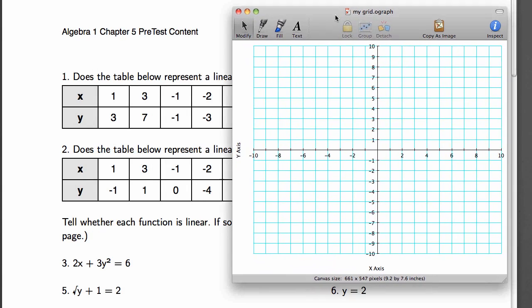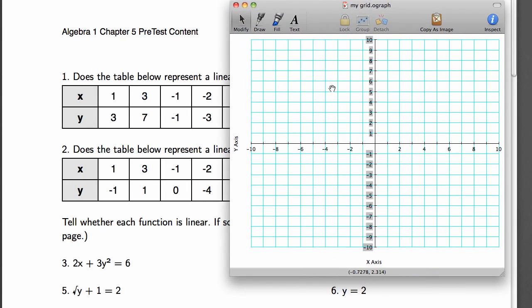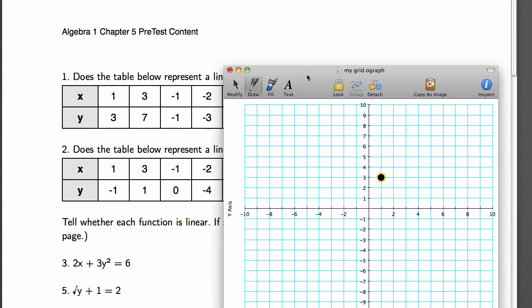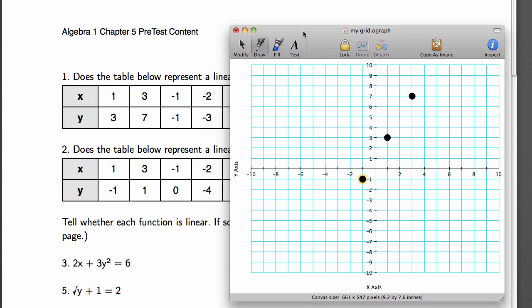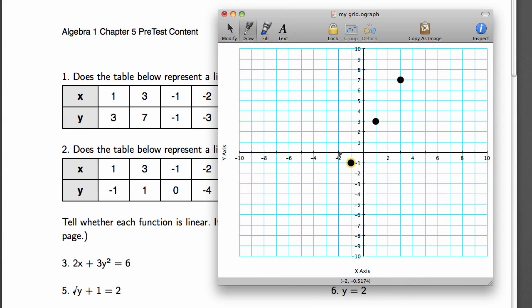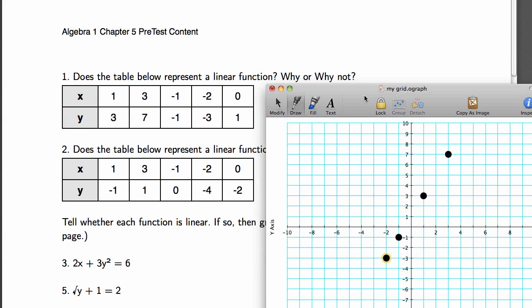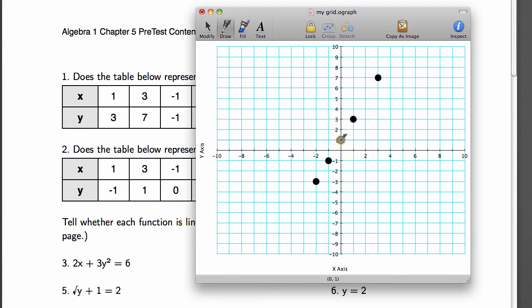I've got the ordered pair 1, 3, so I go out 1, up 3. 1, 2, 3. There's an ordered pair. Let me change the color because I've got them set to white right now, so let's try that again. Out 1, up 3, there we go. 3, 7, so out 3, up 7. -1, -1, so left 1, down 1. -2, -3, left 2, down 1, 2, 3. And 0, 1. Graphically, it appears that everything is setting itself up to look like a straight line.